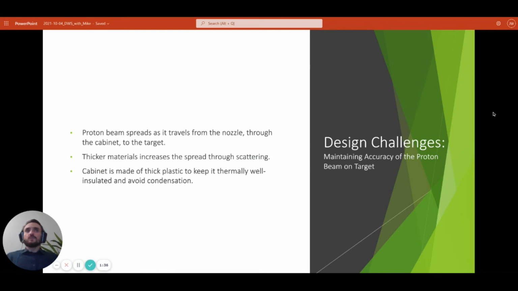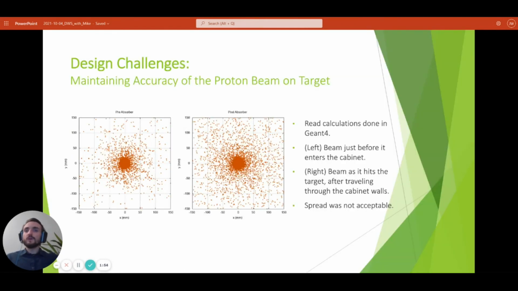Another challenge was that these cabinets are environmentally controlled, so they're sealed, obviously, and we wanted to pass a beam through them. Now, the plastics in there are generally quite thick in order to keep a well-insulated environment and avoid any moisture buildup. But if we were to pass the proton beam through these, the spread that would induce in the beam was really unacceptable to us. It wouldn't allow us to be as accurate as we wanted to be.